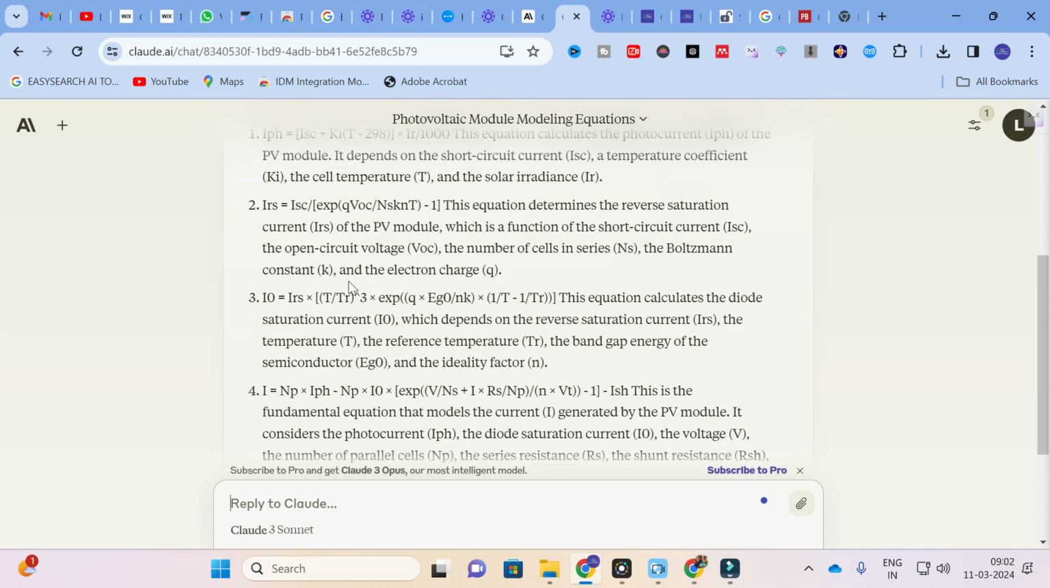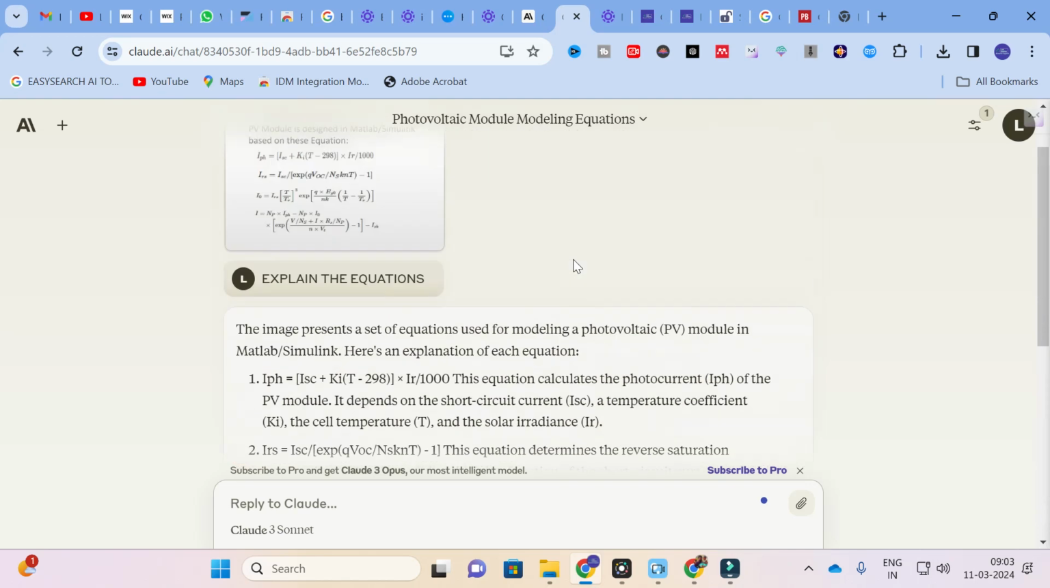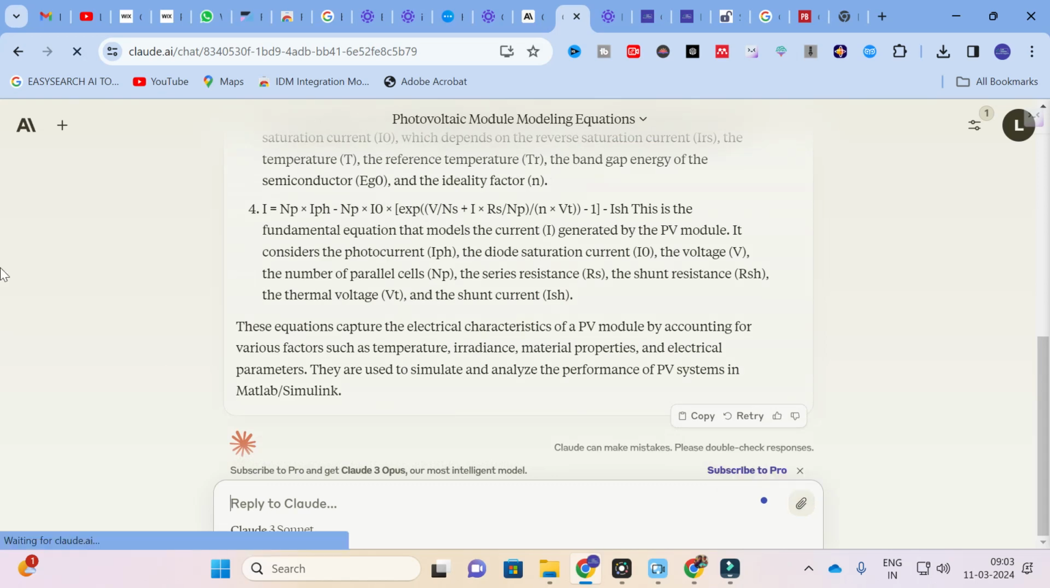These are the specifications. The saturation current is I naught. Next, the reference temperature TR, and the band gap energy of the semiconductor EGO. Like that, it is generating a perfect explanation of the equations. As I am familiar with those equations, I assure you that the explanation generated by the AI for those equations is perfectly correct. So let us explore some other equations. Here again, refresh again.